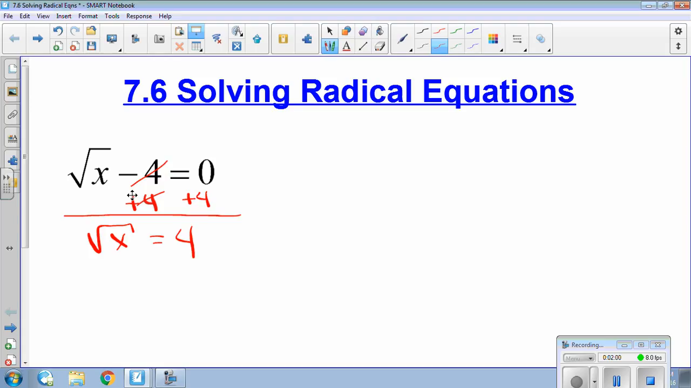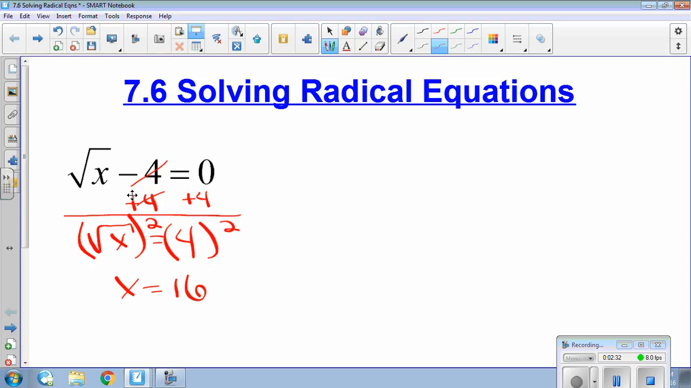So, we have the square root of x. In order to get rid of that square root, what do we do? What's the opposite of square root? Square it, right? So we need to take this and raise it to the second power. But if you do that on the left, you have to do that on the right also. The square root of something squared is just itself. So now we just end up with x equals 16.